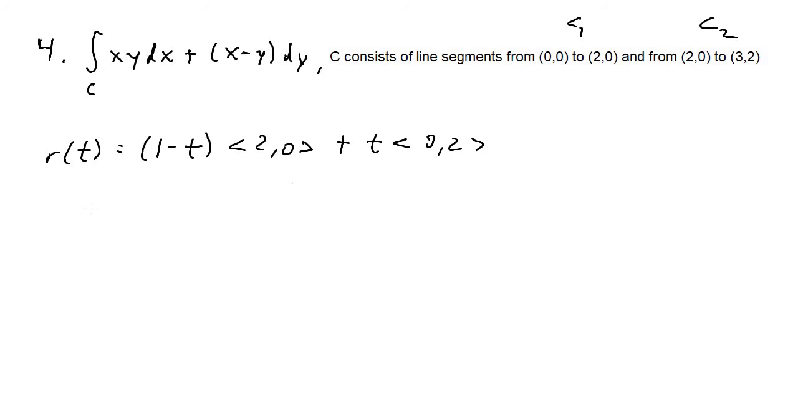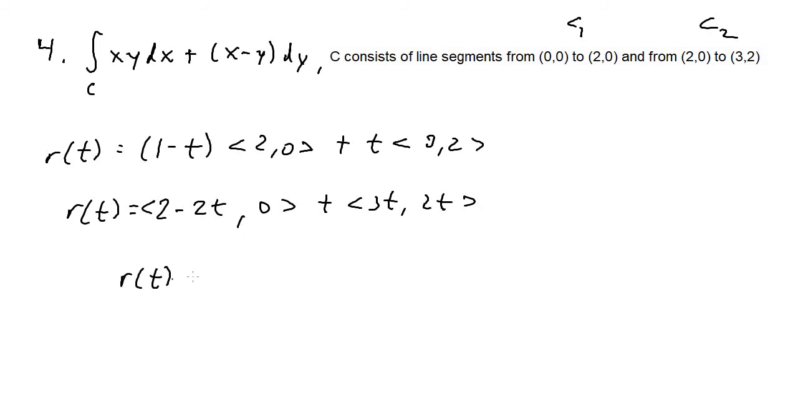So let's go ahead and distribute over the 1 minus t. So we get r of t equals, now we get 2 times 1 minus t, which is just going to be 2 minus 2t, comma, well 0 times 1 minus t is just 0, and then plus, let's go ahead and distribute over the t, so then we get 3t and then comma 2t. So if I go ahead and add those two vectors together, we'll get r of t equals, now 2 minus 2t plus 3t is going to be 2 plus t, comma, 0 plus 2t is just going to be 2t. So we have 2 plus t, comma, 2t.